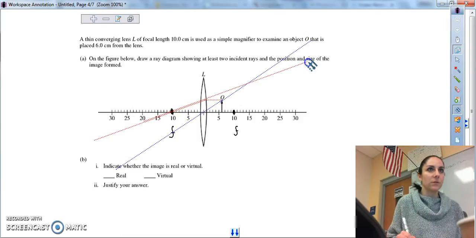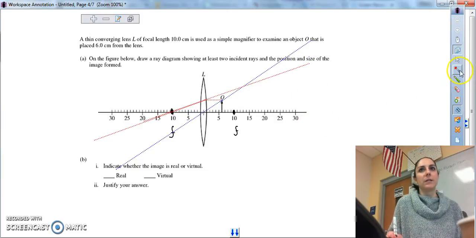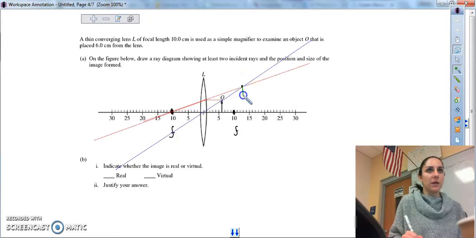Actually, that looks... This will be perfect, but... Yeah, it's not perfect, but you get the idea. When they meet, that's where the image forms. So here we go, right here. And then I'll just do this in a different color. So the image I make is over here, like that.